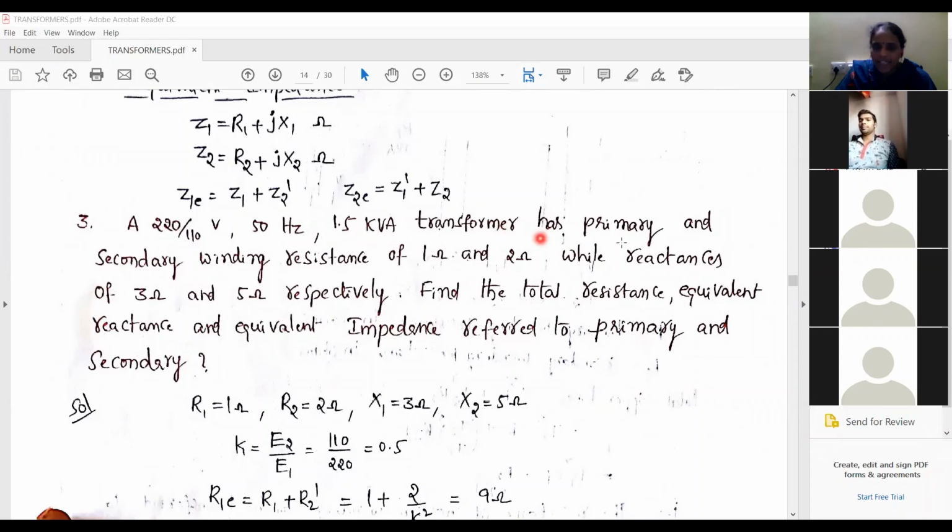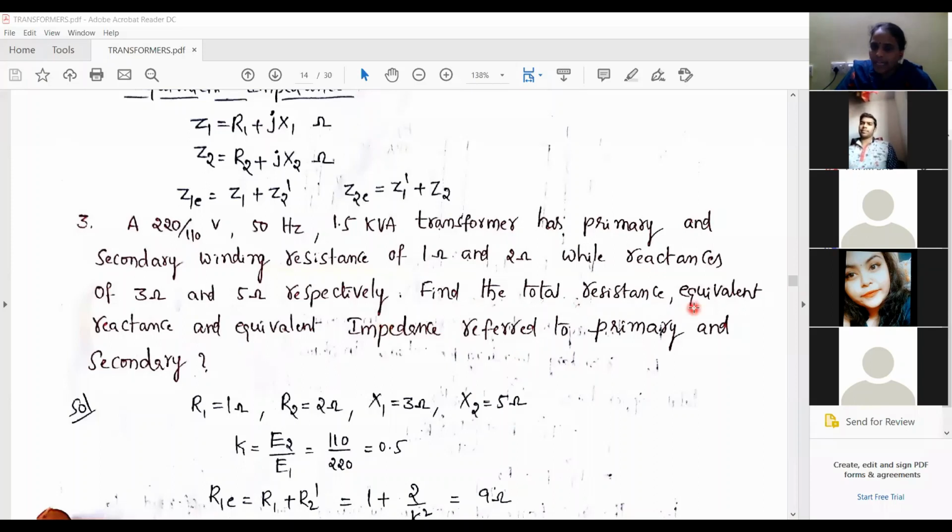It has a primary and a secondary winding resistance of 1 ohm and 2 ohms. The primary winding resistance is 1 ohm. What is my primary winding resistance? R1. R1 is how much? 1 ohm. And the secondary winding resistance is 2 ohms. R2 is 2 ohms, while the reactances are 3 ohms and 5 ohms. That means the primary reactance X1 is 3 ohms and the secondary reactance X2 is 5 ohms. Is it clear? Yes, ma'am.